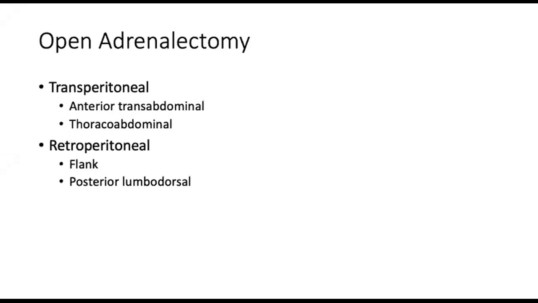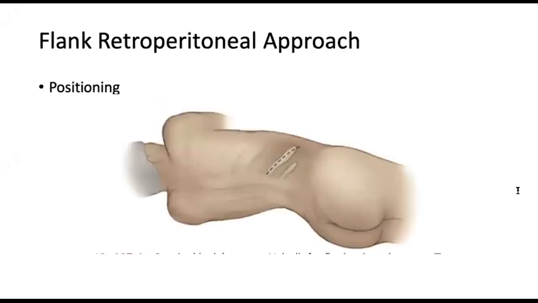In addition, the retroperitoneal approach is ideal for those who are morbidly obese, in whom the abdominal panniculus will fall forward in a flank or prone position. So for the first part, let's start with the flank retroperitoneal approach.